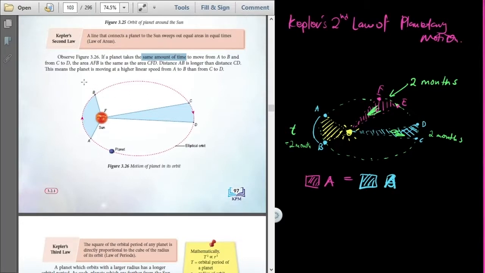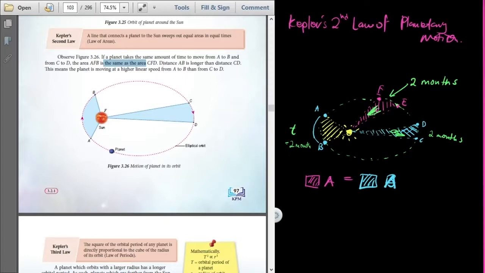what can we conclude? We can conclude that the area of AFB, this portion of area, is the same as the area of CFD. Distance AB is longer than distance CD. Of course, this is the nearest distance, and we can say that it is in the perihelion region, so the distance is near to the sun. This means the planet is moving at higher speed from A to B.